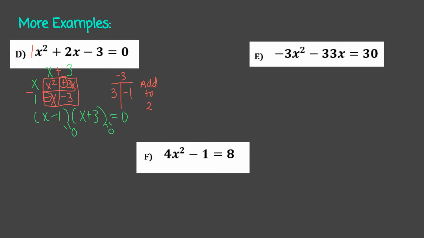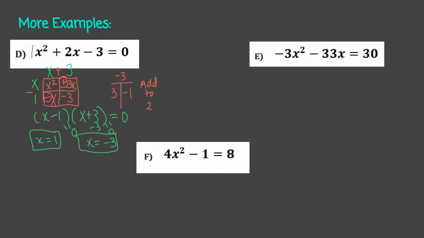So x minus 1 equals 0, I'd have to add 1, so that would be x equals 1. And then x plus 3 equals 0, you would subtract 3, so that would give you x equals -3. So those are your solutions. And I would always try and plug them back in to make sure that they work so that you know that you have the correct answer. All right, let's move on to E.